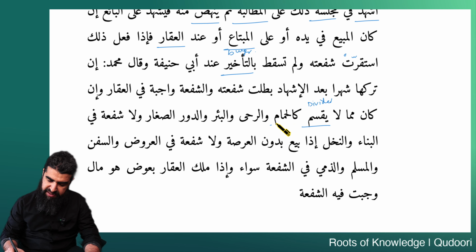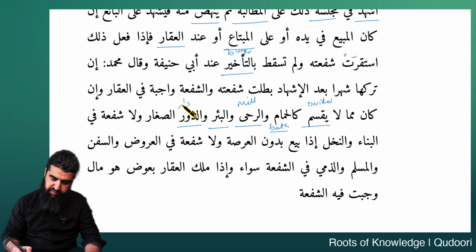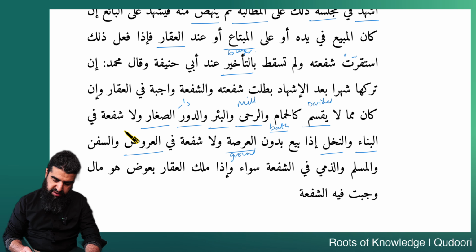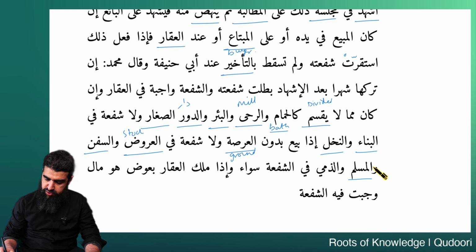Hammam is basically a bathhouse. Roha is a mill, a stone mill. Bi'r is a well, you guys know that. Dur is the jama of dar, which means homes. Sigar, jama of sagir, small. Bina, structure. Nakhal, date palms. Bi'a, to be sold. Bidun al-arasa. Arasa means like the courtyard or the ground area. Urud is basically trade stock. Sufun, jama of safina, boat, ship.